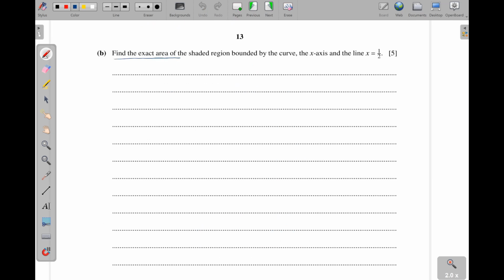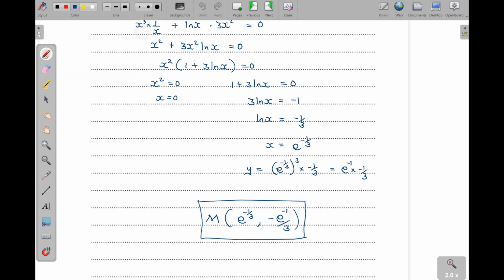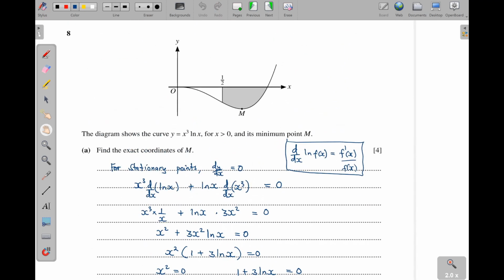But B, find the exact area of the shaded region bounded by the curve, the x-axis, and the line x is equal to a half. So if we check again here, x-axis and then a half. This is the line, then this is the x-axis and then the curve. So we need to know this coordinate here, where that graph cuts the x-axis.